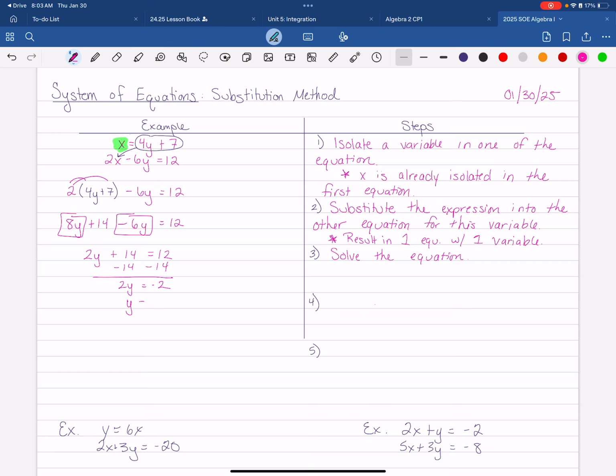And I get y equals negative... Ooh, I got a different answer. What happened there? Okay, so I get y equals negative 1.